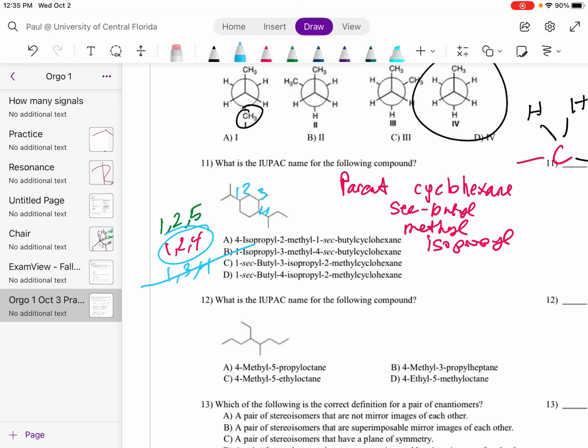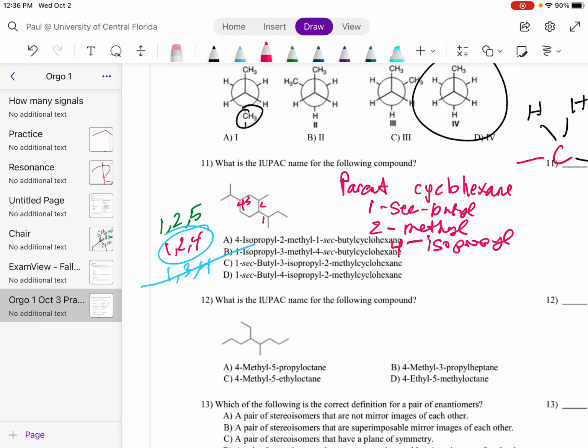So the correct answer would be numbering it in the red way, which let's do that. The red would be what? 1, 2, 3, 4, like that. And so what do we have at position 1? We have a sec-butyl. At position 2, we have a methyl. So that's what we will say. 1 sec-butyl, 2 methyl, and 4 isopropyl.